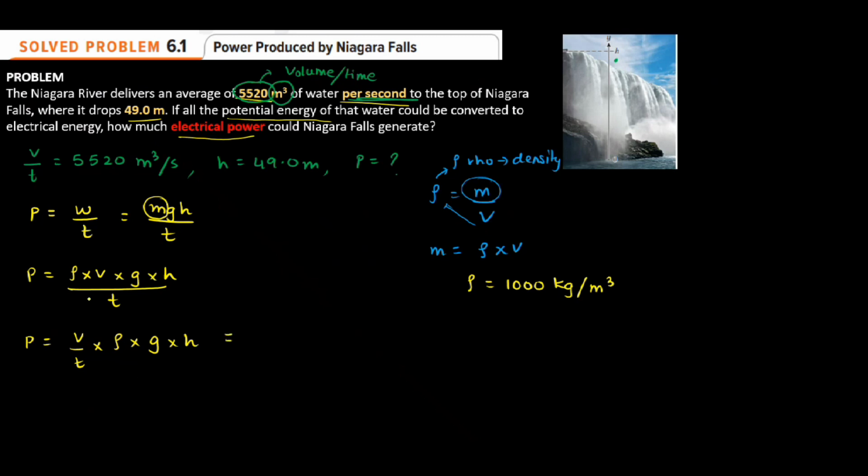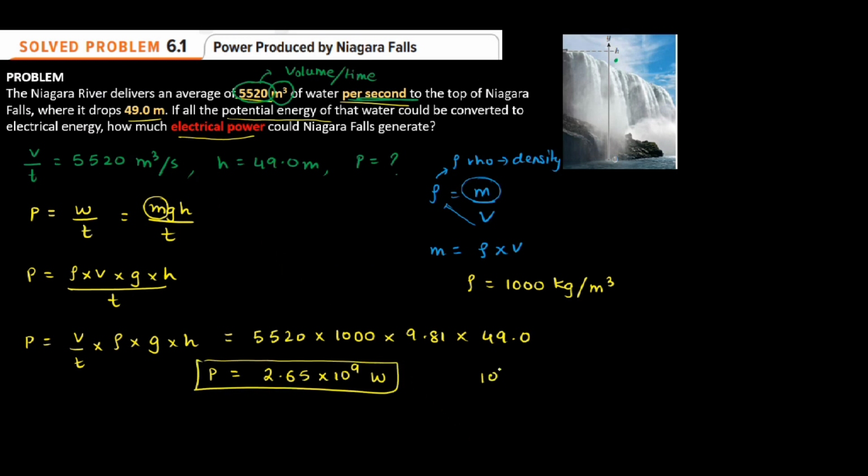Let's substitute. V over T is 5520. Density is 1000. g is 9.81. And the height is 49.0. And when you solve this, you get your power output as 2.65 times 10 to the power 9 watt. 10 to the power 9 I can write as giga, capital G. Capital G is called giga. That has a multiplier of 10 to the power 9. And I can rewrite my power as 2.65 gigawatt.